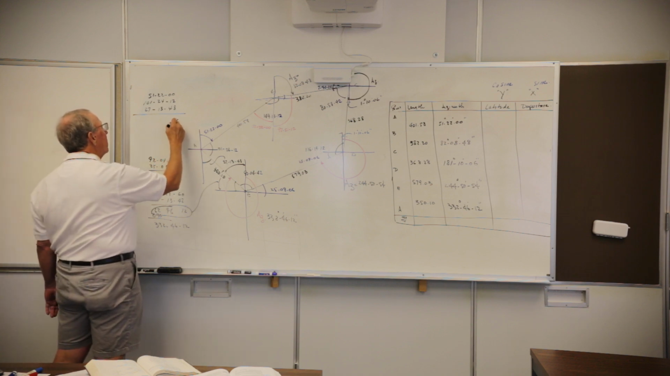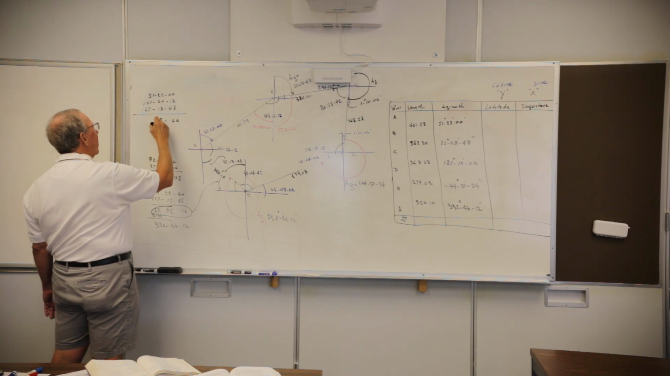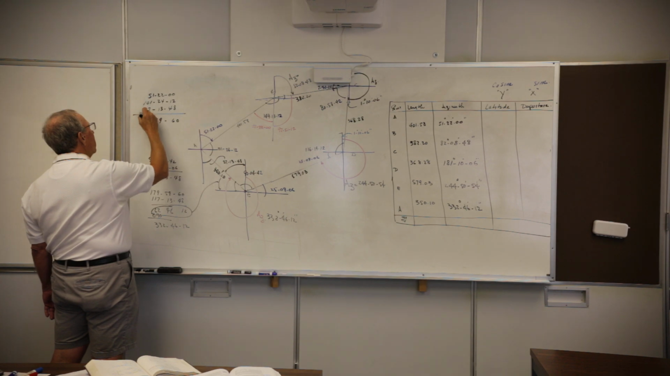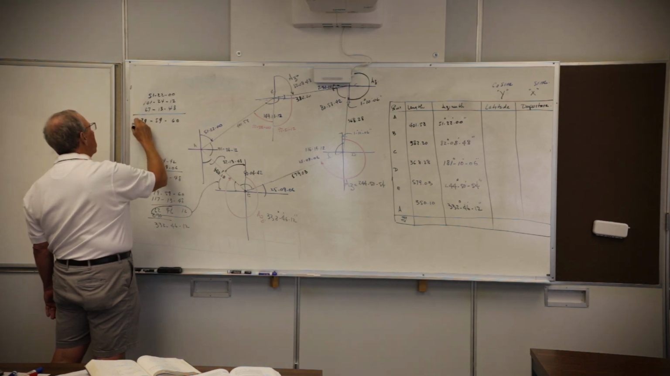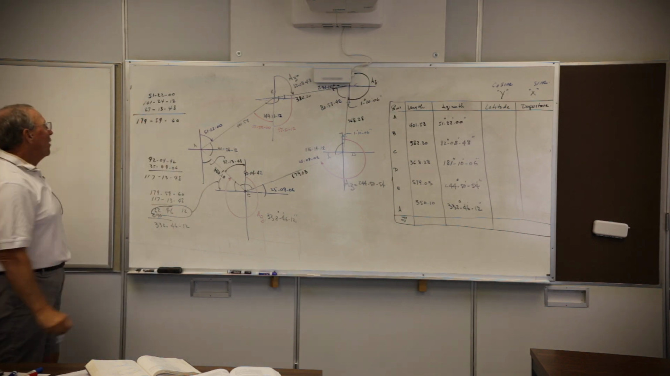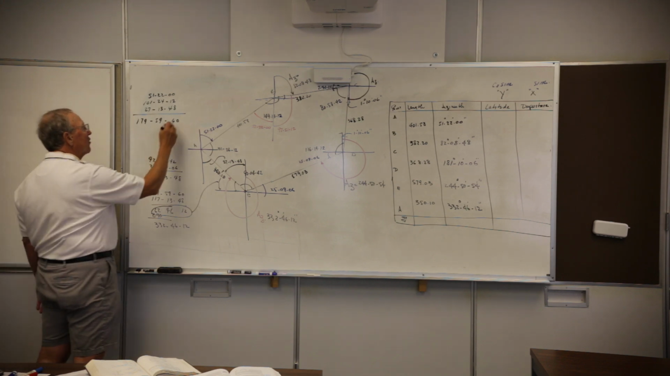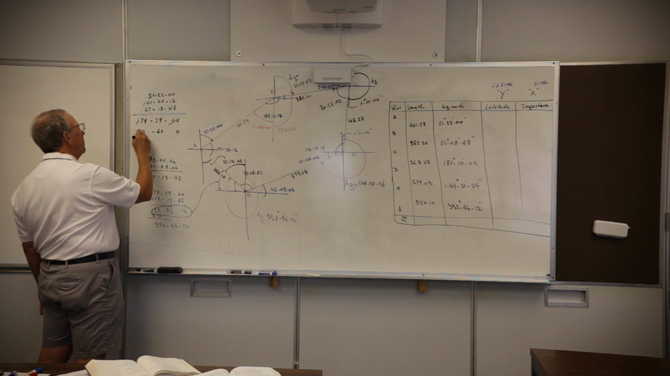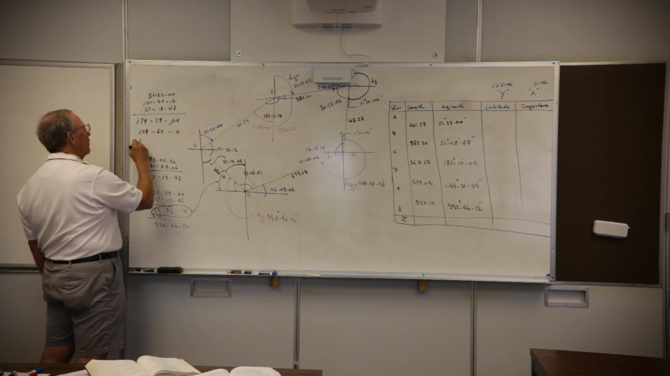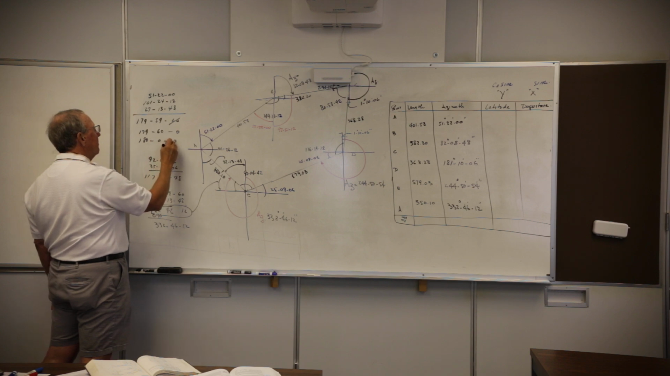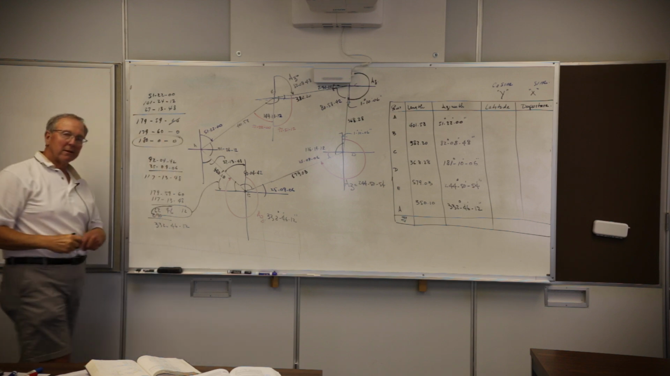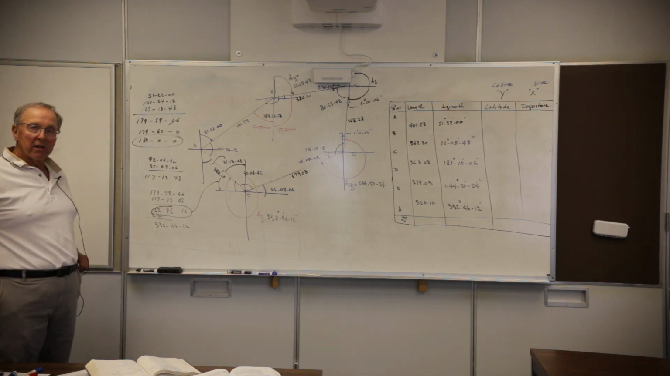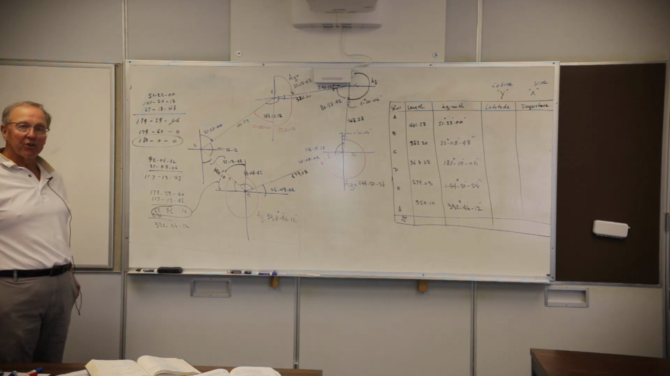12 is 60. 6, 9, 5, 9, 7, 1. 179, 59, 60. 60 gives me one extra. Bingo. I'm exactly where I wanted to be. That means I closed. That means that everything I did looks to be right.